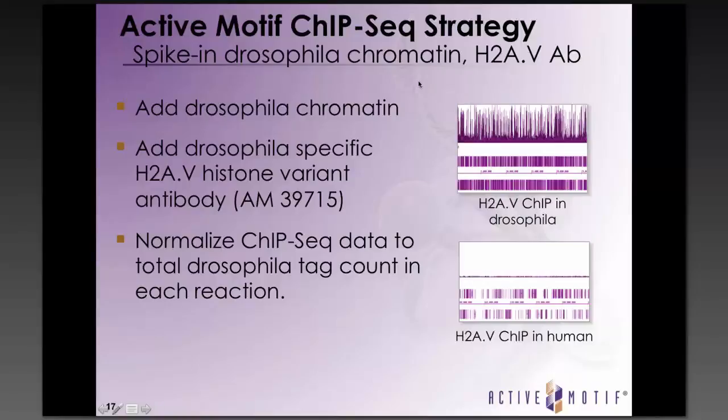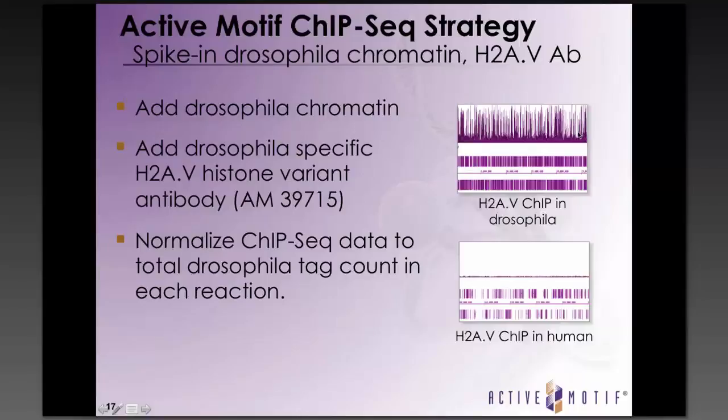We decided to use a small amount of Drosophila chromatin and spike that chromatin into our human ChIP-Seq reactions. Not only did we spike in the Drosophila chromatin, we also added a second antibody. This antibody is against the Drosophila-specific H3K27me3 variant. So the idea was that if we added this antibody, we could consistently pull out a small portion of the Drosophila genome for normalization.